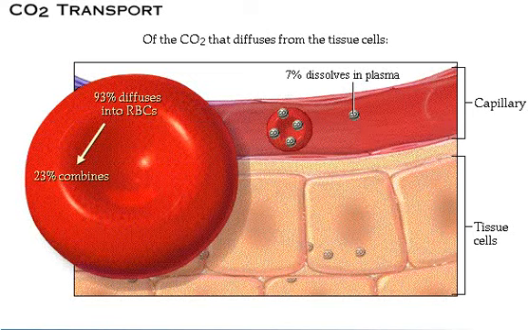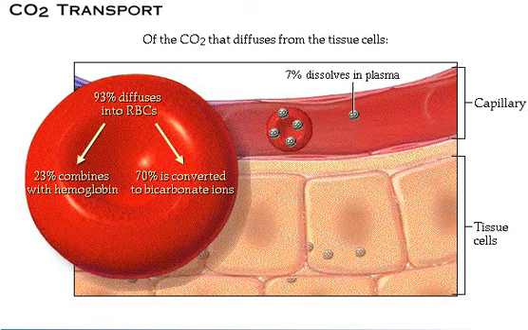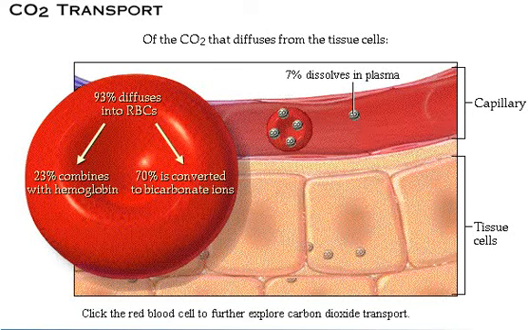Within the red blood cells, approximately 23% chemically combines with hemoglobin, and 70% is converted to bicarbonate ions, which are then transported in the plasma. Click the red blood cell to further explore carbon dioxide transport.